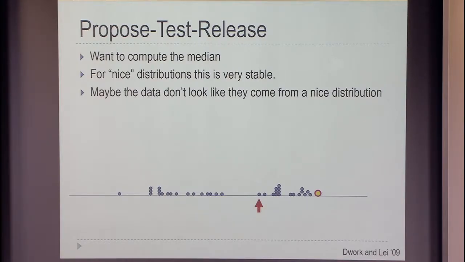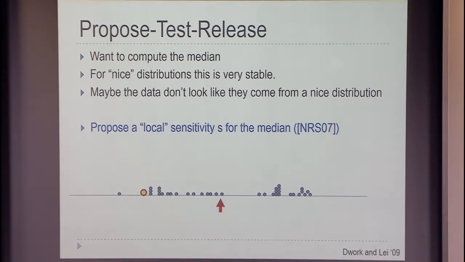So here's an example of a data set that is really bad with respect to the median. When this yellow point is over here, this is the median. If the yellow point moves over to the left or anywhere in here, this will be the median. So this is bad. The sensitivity of the median is big in this case. So what propose-test-release does is it's a way of trying to scale the noise to what Nissim, Raskhodnikova, and Smith called the local sensitivity for the median, which is the sensitivity of the median on this particular database.